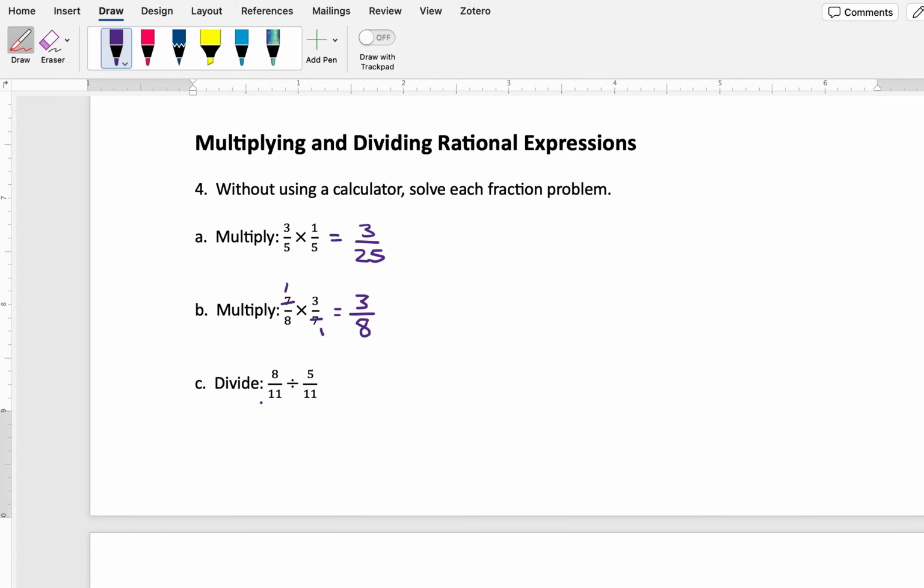Now you might remember that when dividing fractions, there's an extra step that you need to do first, which is that you need to flip the second fraction and multiply. So this is 8/11 times 11 over 5. Now, again, I see that I can cancel the 11s before multiplying. So that gives me 8/5.